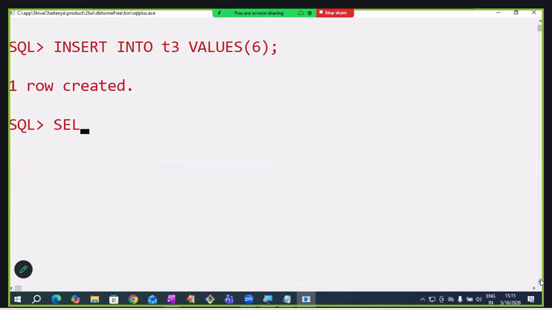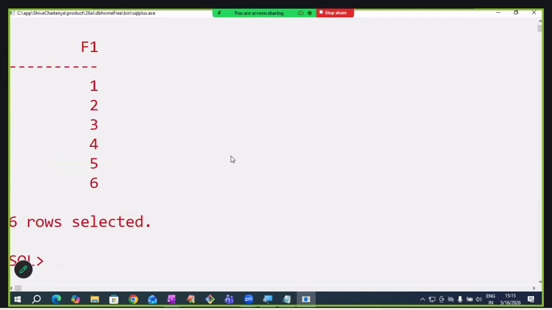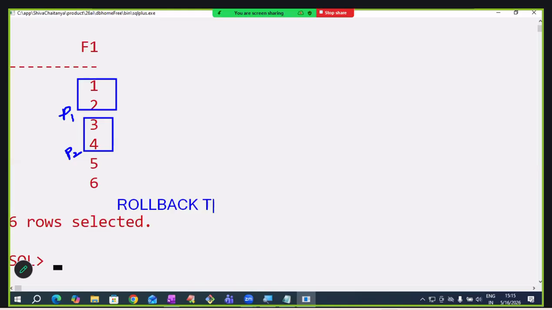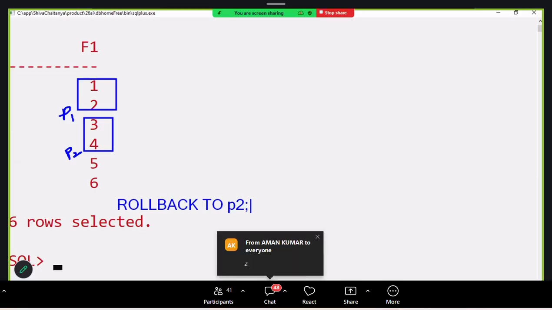First open and see the table data. Select star from T3. Observe, sir. After inserting 1, 2, we created the P1 point. After inserting 3, 4, we created the P2 point. Now you tell me. Suppose I am writing roll back to P2. Please confirm, sir. How many actions will be cancelled? Roll back to P2. How many actions will be cancelled, sir? 2 actions. 5, 6 actions will be cancelled.